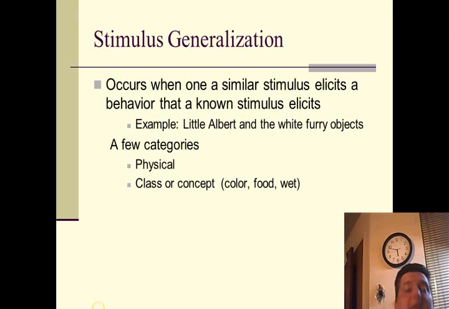Stimulus generalization occurs when a similar stimulus elicits a behavior that a known stimulus elicits. One example is Little Albert and the white furry objects.